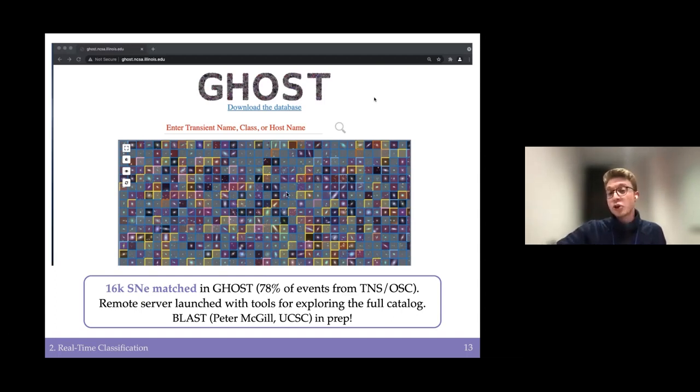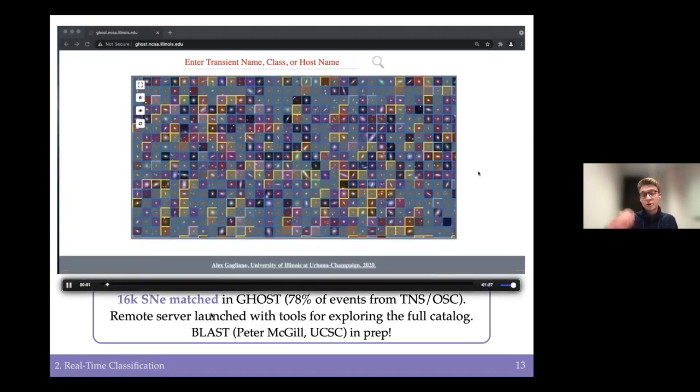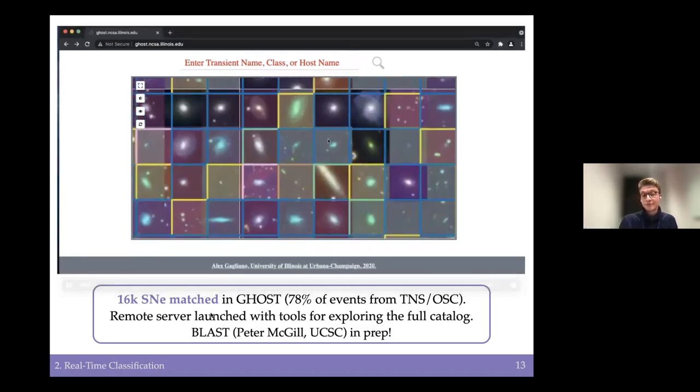And I launched a remote server with tools for exploring that catalog. I should note that this website is down right now, so please don't go to it, but it's down because Peter McGill, who's a postdoc at UC Santa Cruz, and I are collaborating on an extension for GHOST where you can both interact with the host galaxies that have been associated and also on the fly calculate derived properties using a backend SED fitter based on Prospector. And that is currently in preparation. So hopefully we should have that website launched soon.